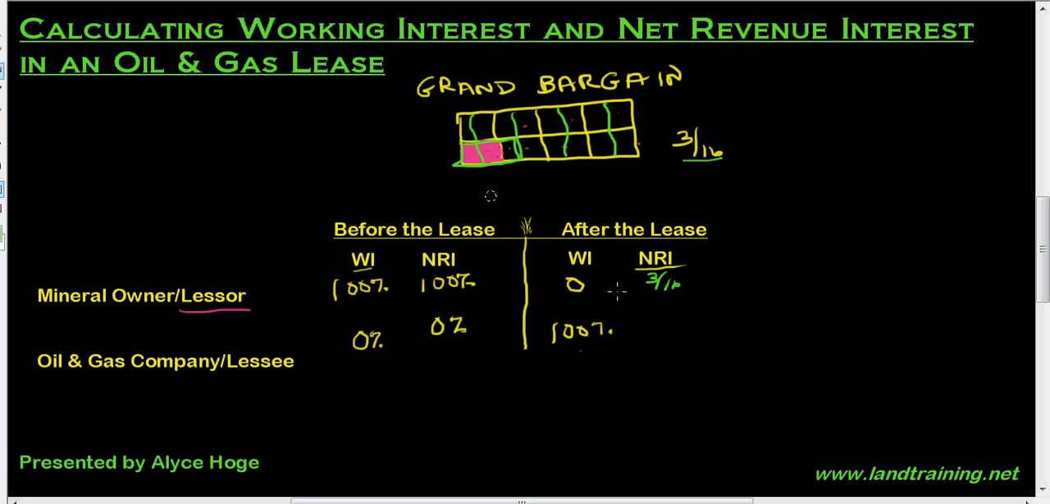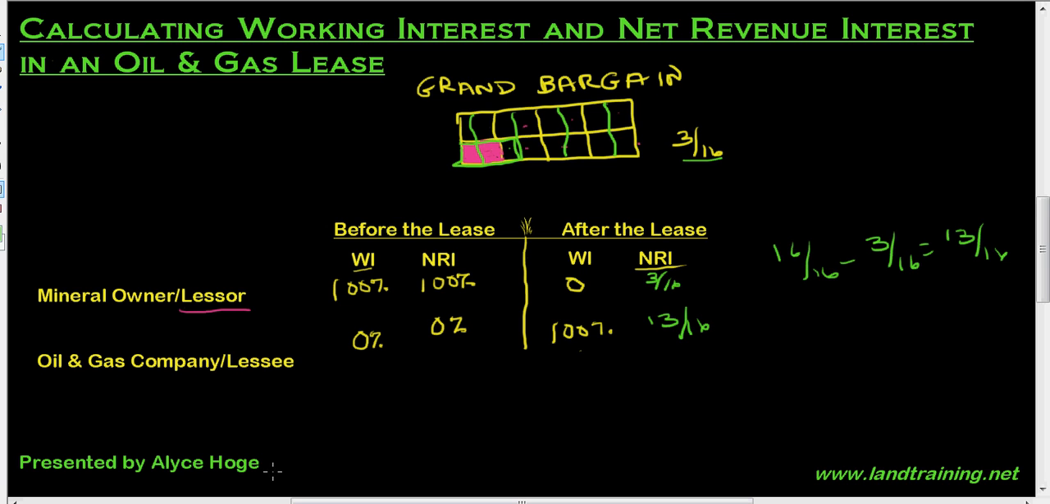Okay? And all we're doing is taking this 100% minus the 3/16. So if the 100% was 16/16, which is 1, then we're going to deduct from that 3/16, and that's going to give us 13/16. That is what the oil and gas company's interest would be.